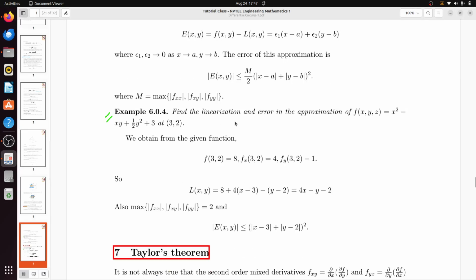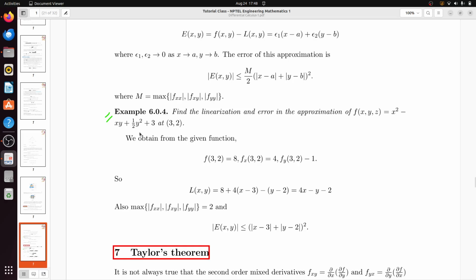So you need to find the linearization and error in this approximation. From the given function, f(3,2) is 8. If you determine the first order derivative, f is x squared minus xy plus half y squared, so fx will be 2x minus y. So fx(3,2), 2x minus y, will be 4. fy(3,2) will be minus x plus y, minus 3 plus 2, which is minus 1.